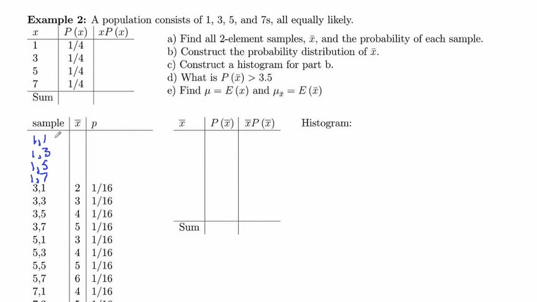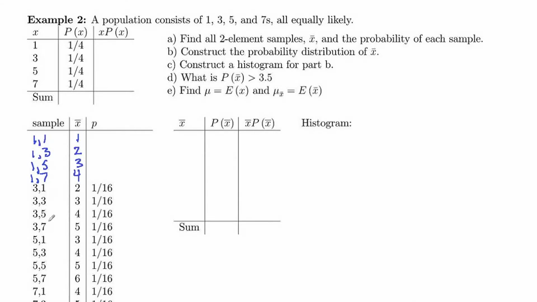Now figure the means of those samples. So just average 1 and 1, you get 1. 1 plus 3 is 4, divide by 2 is 2. 1 and 5 is 6, divide by 2 is 3. 1 and 7 is 8, divide by 2 is 4.